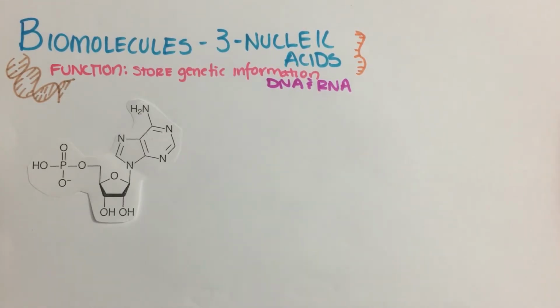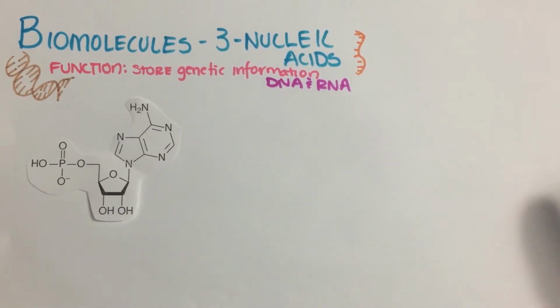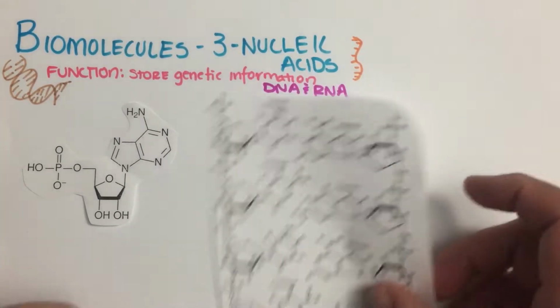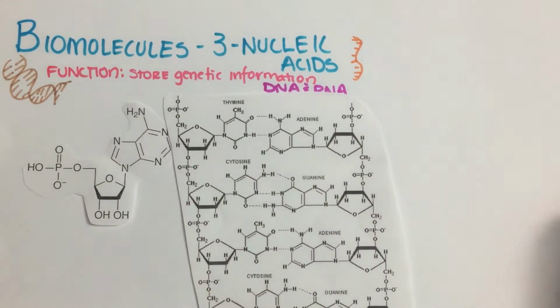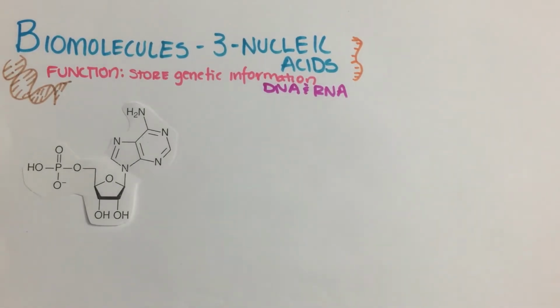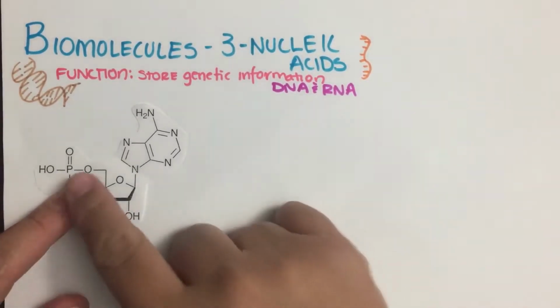For this biomolecule, we're going to focus on the nucleotide, which is the monomer, the repeating structure, and we're going to take a look at one example of a nucleic acid. We're going to learn how to decipher this in a few minutes. So to start, we have the nucleotide. The nucleotide is the repeating structure.